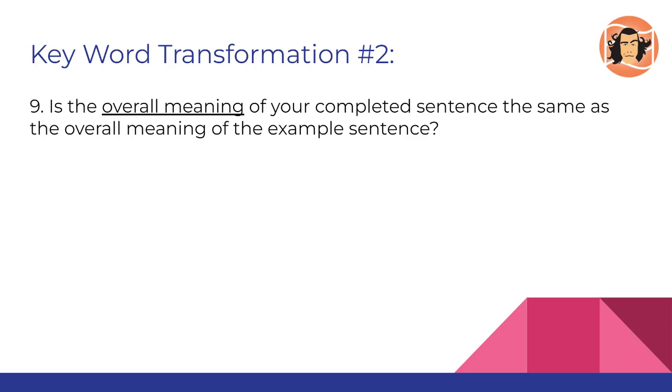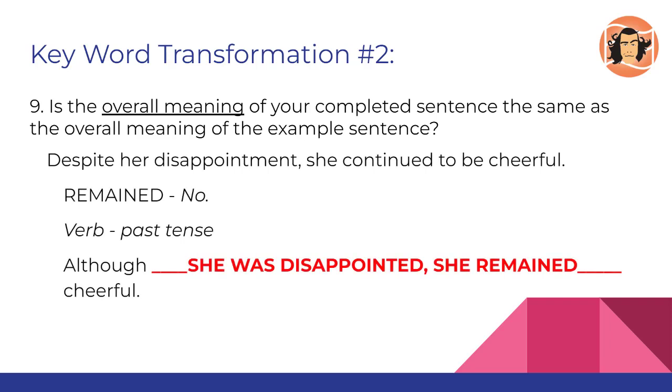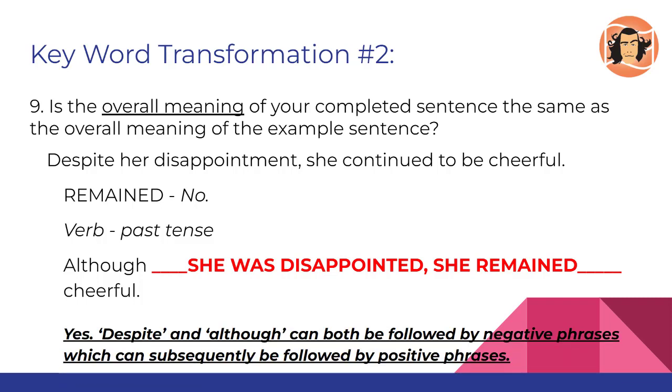Step 9. Is the overall meaning of your completed sentence the same as the overall meaning of the example sentence? Remember, this is a really important step. Is the meaning the same? Well, yes. Despite and although can both be followed by negative phrases. Here we have disappointed, it's a negative idea.